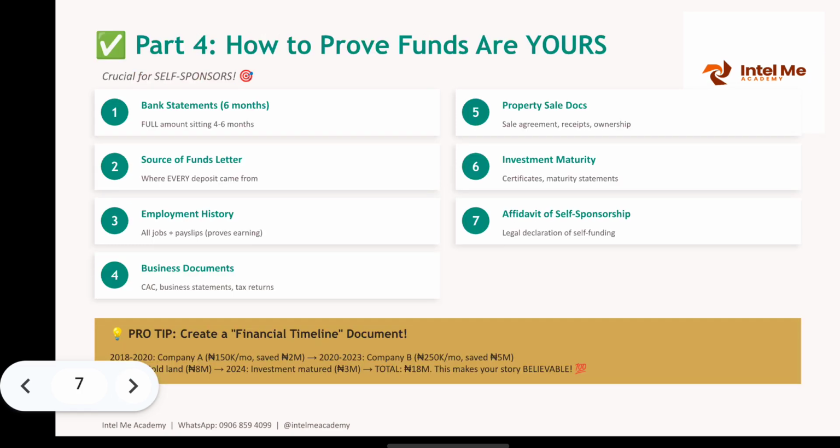Now, part 4, where we talk about just a brief outline of how you prove that the funds are yours. So you show your bank statements, you show your source of fund. Now, this source of fund letter is still going to be your POF, where you give a detailed explanation of how you accumulated the money you are using to fund your travel. You show your employment history, which is basically to show that you have a source of income. And if you're a business owner, you prove that your business is the one generating the revenue for you.